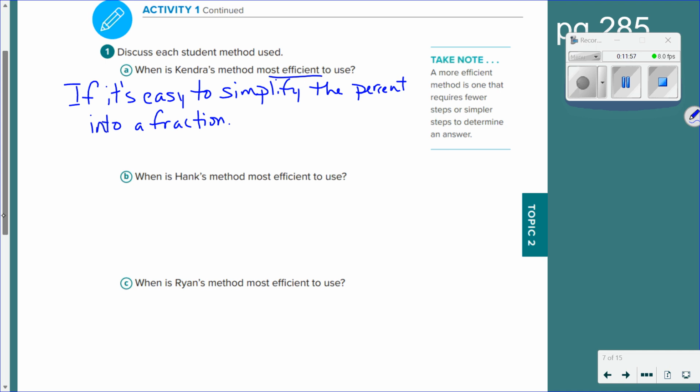It is good. I'll be honest, guys, Hank's is probably the most efficient overall because it's really easy to turn percent to a decimal, right? So all I do is move my decimal twice. His is most efficient, honestly, if it's an even number like 10s, 20s, 30s, because then it's just multiplying by one number.